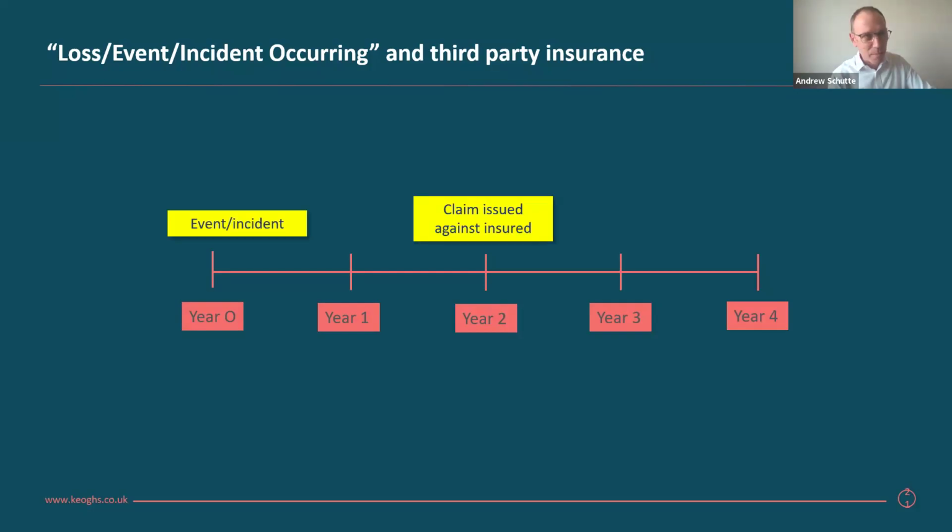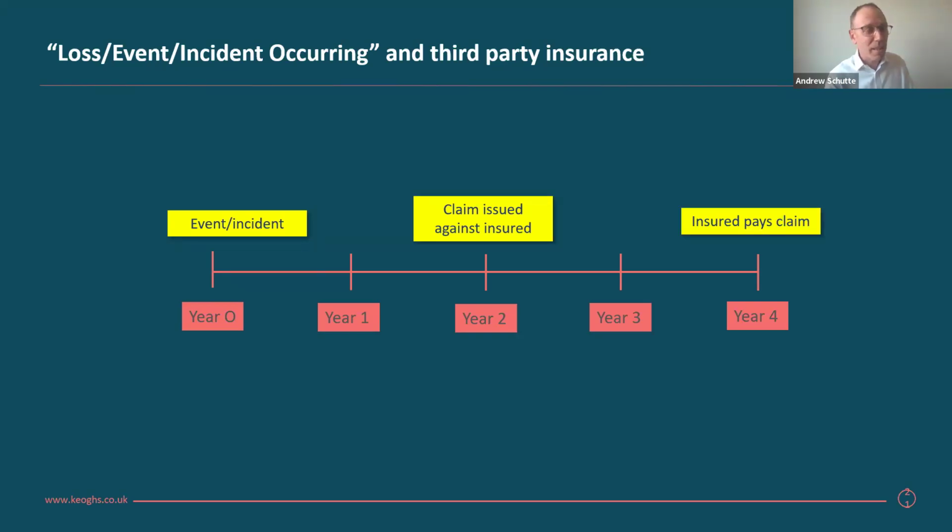And it's 2 years before any claim is issued against the insured. The insured might not know that this claim is coming down the track. They might know about the event or incident. They might think that was all water under the bridge. 2 years later, claim gets issued. Under English law, normally there's a 6-year limitation period. So at year 2, they're actually not doing too bad. It could be a lot longer. And in some circumstances, limitation doesn't apply at all. So it could be a very long time indeed.